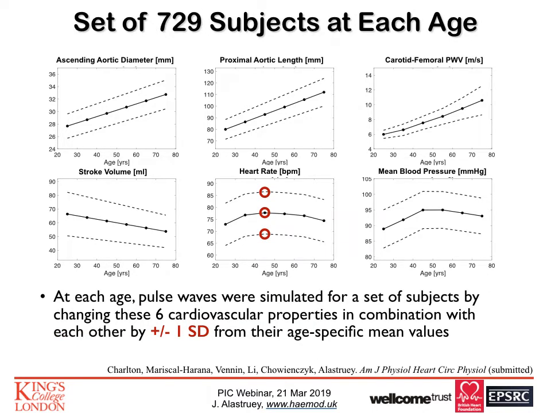Pulse waves were simulated for a set of subjects at each age decade by changing the 6 identified cardiovascular properties in combination with each other by plus and minus 1 standard deviation from their age-specific mean values. This resulted in 3 to the power of 6, which is 729 subjects at each age, and a total of 4,374 subjects in the database.